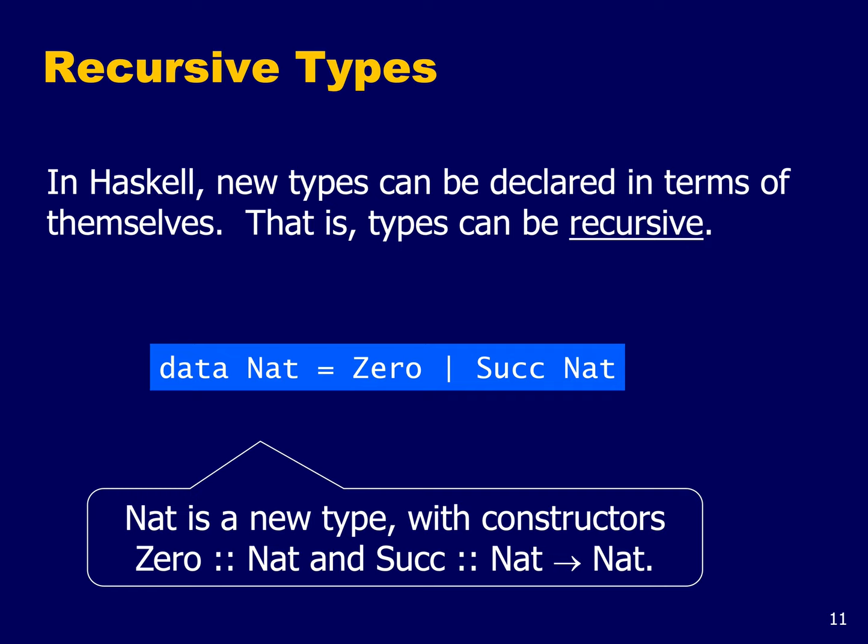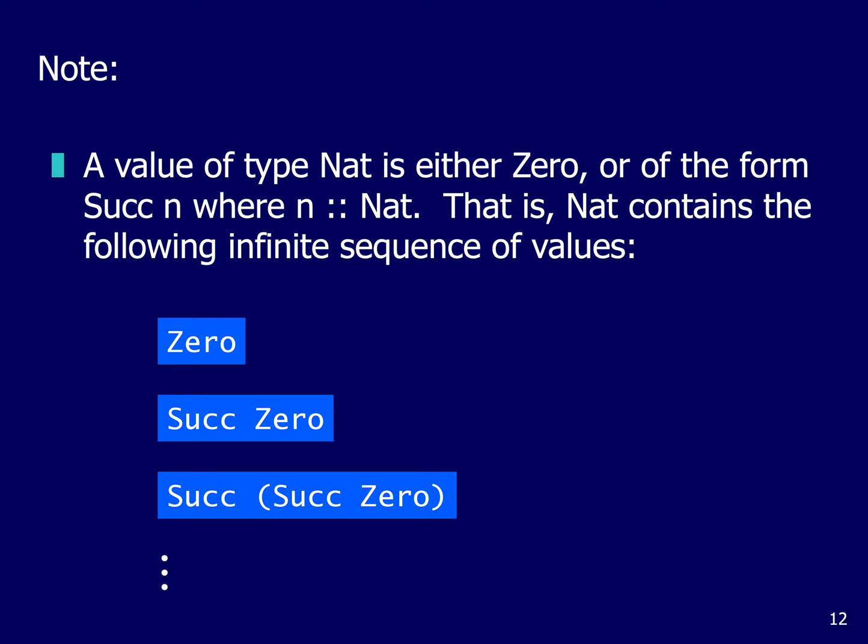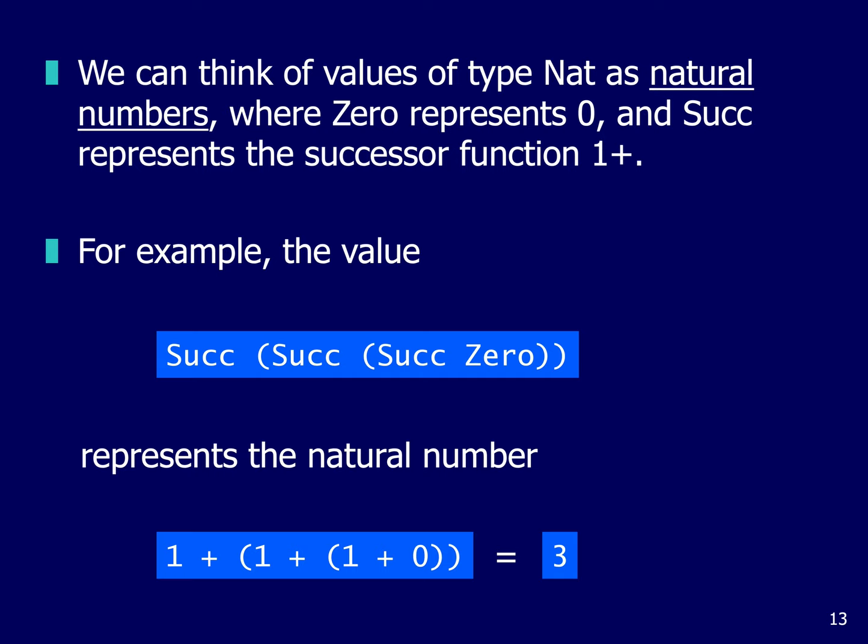is giving us a little process or a little procedure for building an infinite sequence of values where we start off with zero and then we can have as many successor constructors on the front as we like. So of course, and I've been trying not to say it, but it's very obvious, we can think of values of type nat as representing natural numbers. So natural numbers are just non-negative integers.